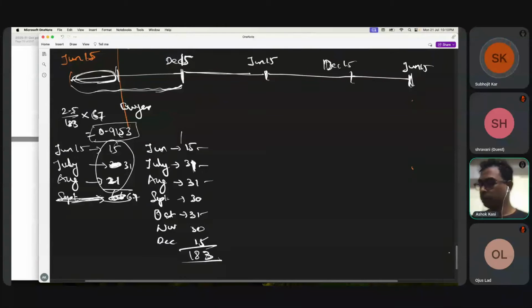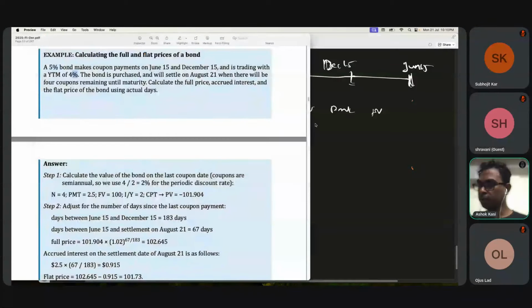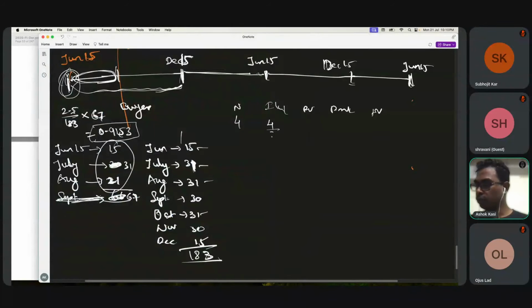Okay. Now what is the clean price? Clean price and dirty price, how will I calculate? So N, I/Y, present value, payment, future value. N will be, see, I'm going to calculate for this time period, June. So this is 1, 2, 3, 4. This time period, okay. I/Y is 4%. So I will do 4 by 2, semi-annual.